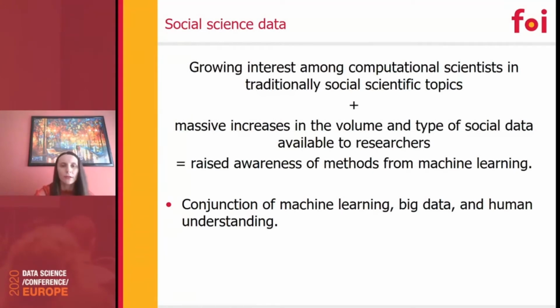So on the one side, we have really growing interest among machine learning scientists in topics which are traditionally social science topics. And also we have a high level of increase in the volume of social science data which are available to researchers. So awareness of applying machine learning models in social sciences is really rising. So here we are dealing with some kind of conjunction of big data and machine learning in a field that really needs a high level of human understanding.